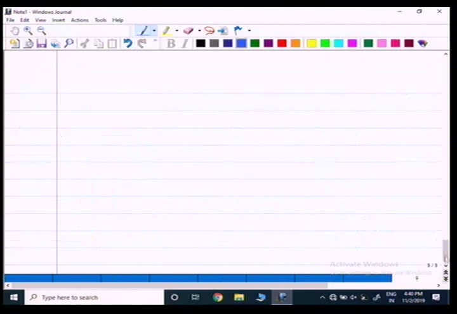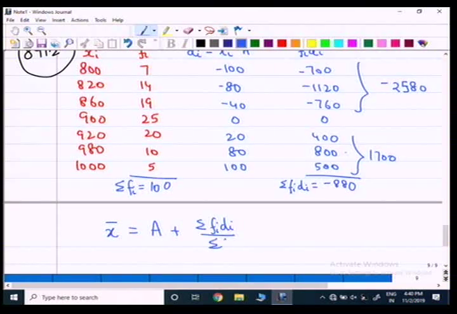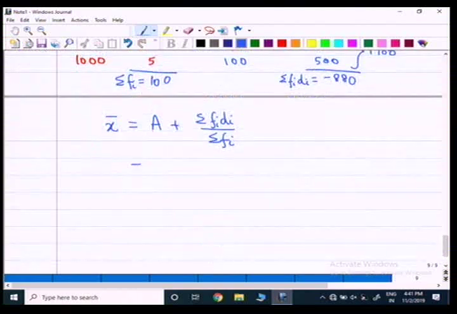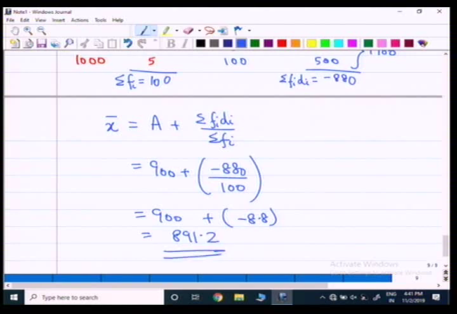Now we just have to find the mean. So the mean is given by A, whatever is the assumed mean, plus sigma fidi over sigma fi. So A is 900. So 900 plus minus 880 divided by 100. So that will be the exact answer we will get, minus 8.8, and when we subtract 8.8 from 900, it will be 891.2. This is the final answer.